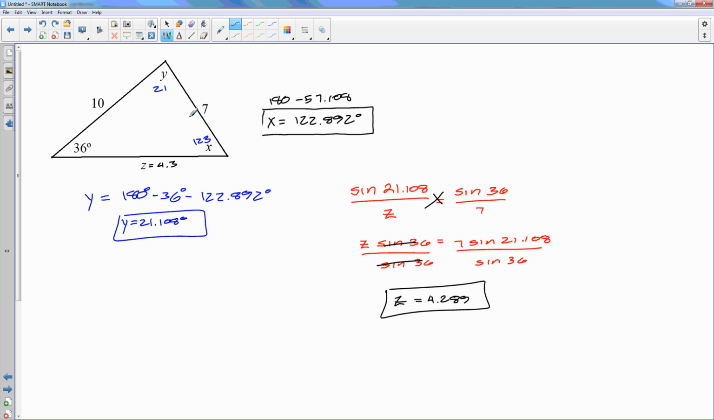It is opposite the smallest angle. 123 was my largest angle. It is opposite my largest side. So that checks out. And this is one of those pesky triangles where they both are correct answers. And I do expect you to give me both correct answers.